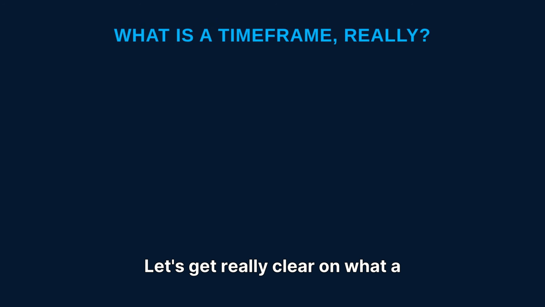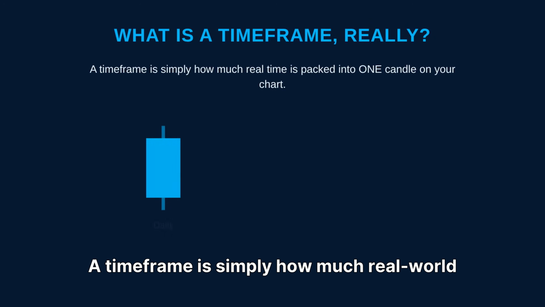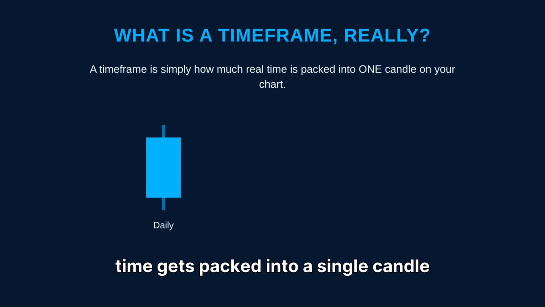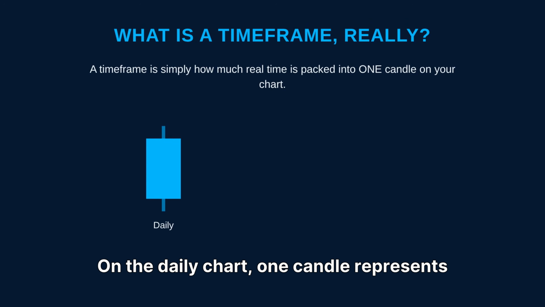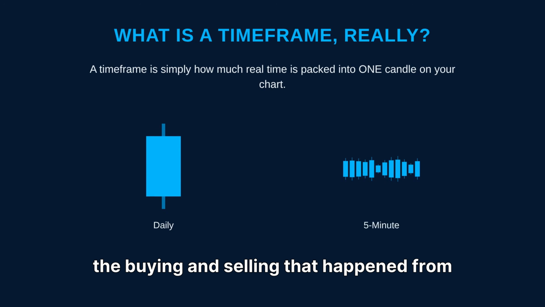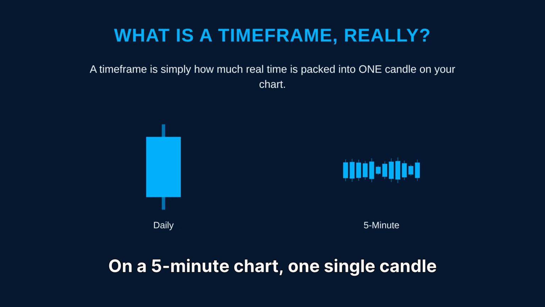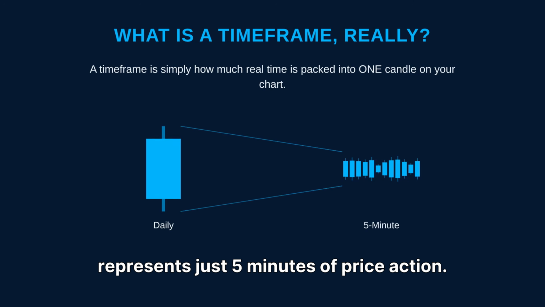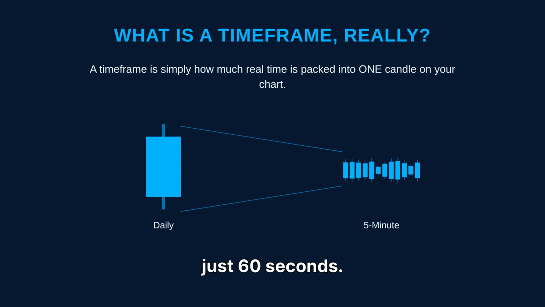Let's get really clear on what a time frame actually is. A time frame is simply how much real-world time gets packed into a single candle on your chart. On the daily chart, one candle represents one full trading day, all of the buying and selling that happened from the opening bell to the close. On a 5-minute chart, one single candle represents just 5 minutes of price action. On a 1-minute chart, one candle is just 60 seconds.